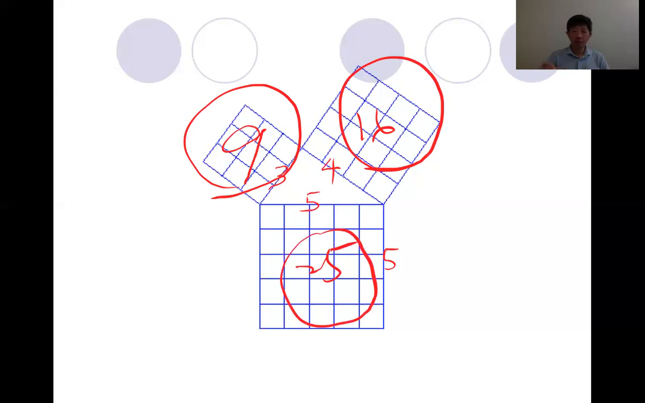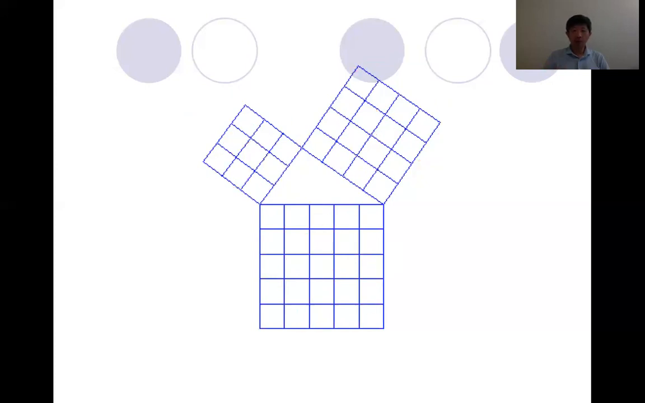And that is the meaning we can see. What does A squared mean? This is A squared. What does B squared mean? That's the B squared here. And that would be the C squared right here. So that's the meaning of A squared plus B squared equals C squared.